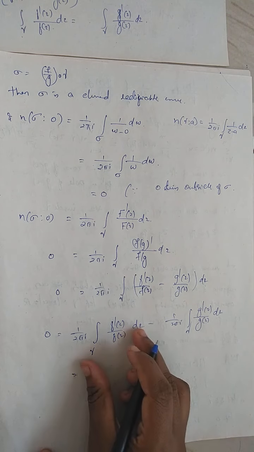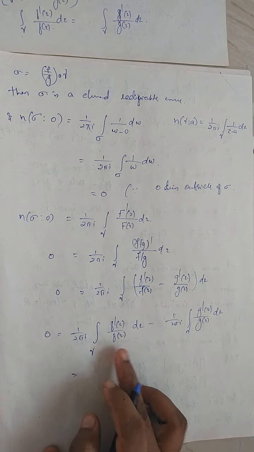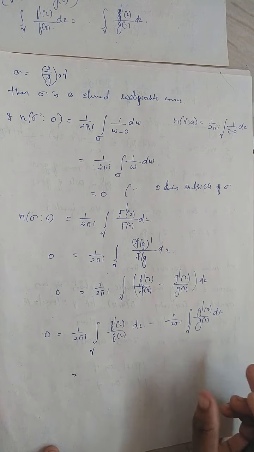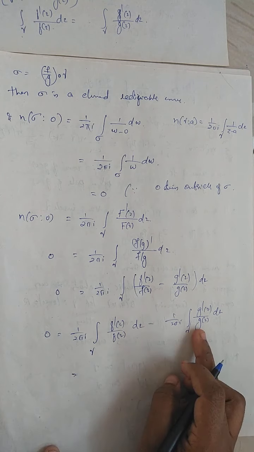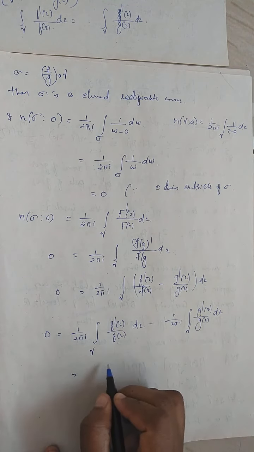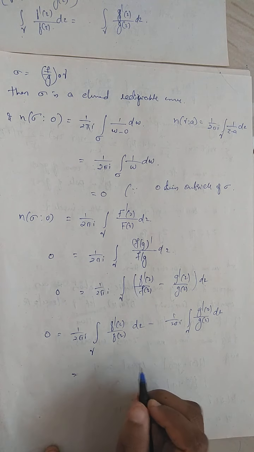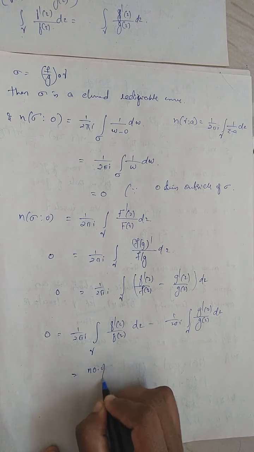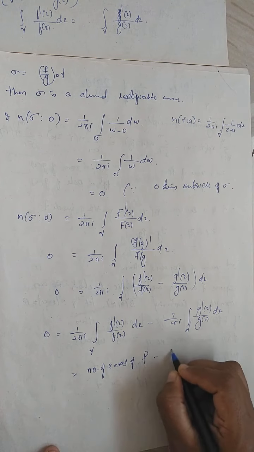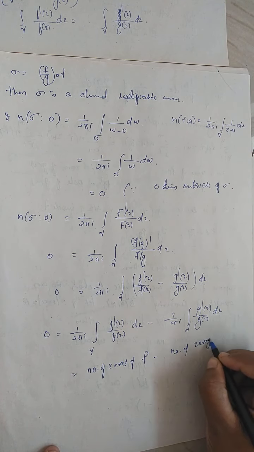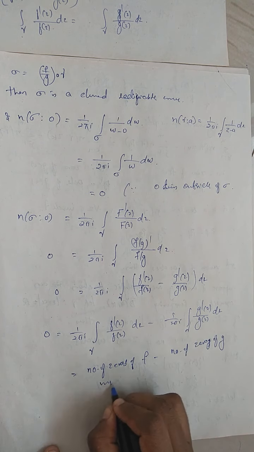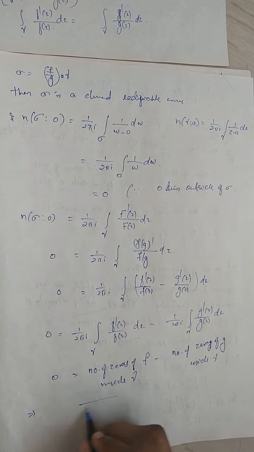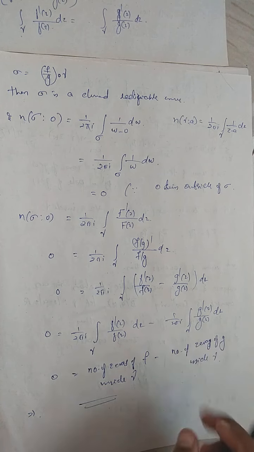And what is this? By the argument principle, this is equal to the number of zeros of f inside gamma minus the number of zeros of g inside gamma, because f and g are analytic functions, they have no poles, right? Therefore the summation with respect to the poles can be neglected. So what you get is that 0 equals the number of zeros of f minus the number of zeros of g inside gamma, which means that the number of zeros of f is equal to the number of zeros of g inside gamma.